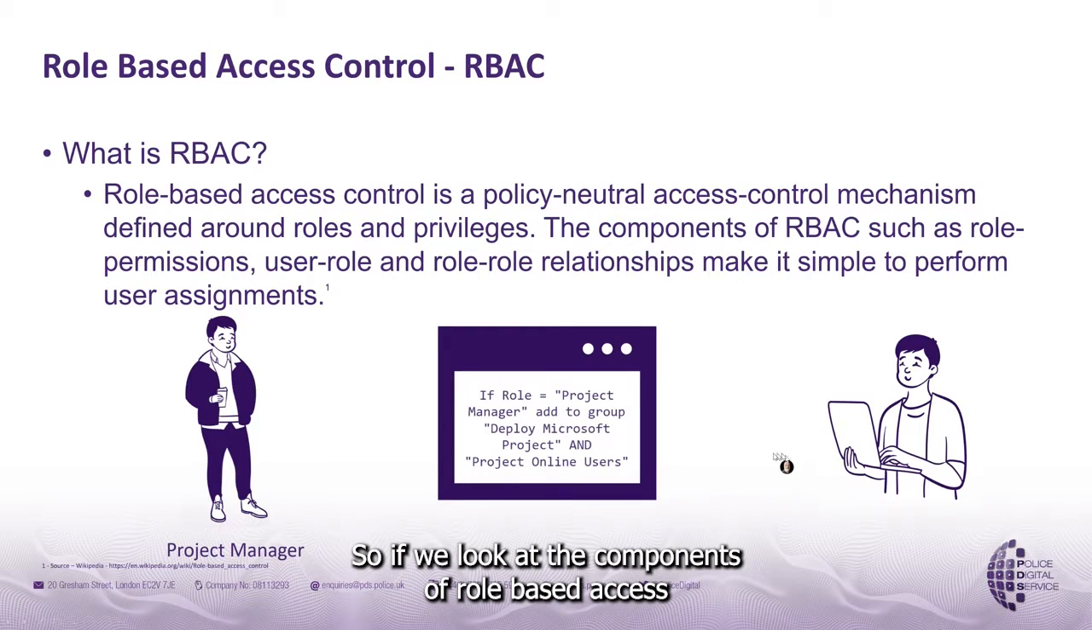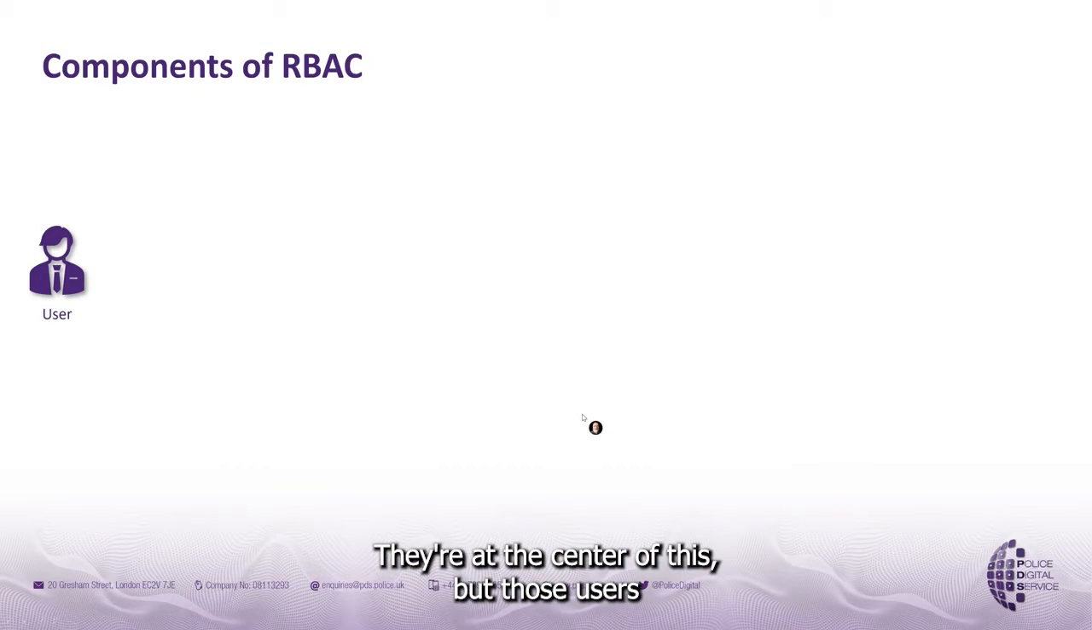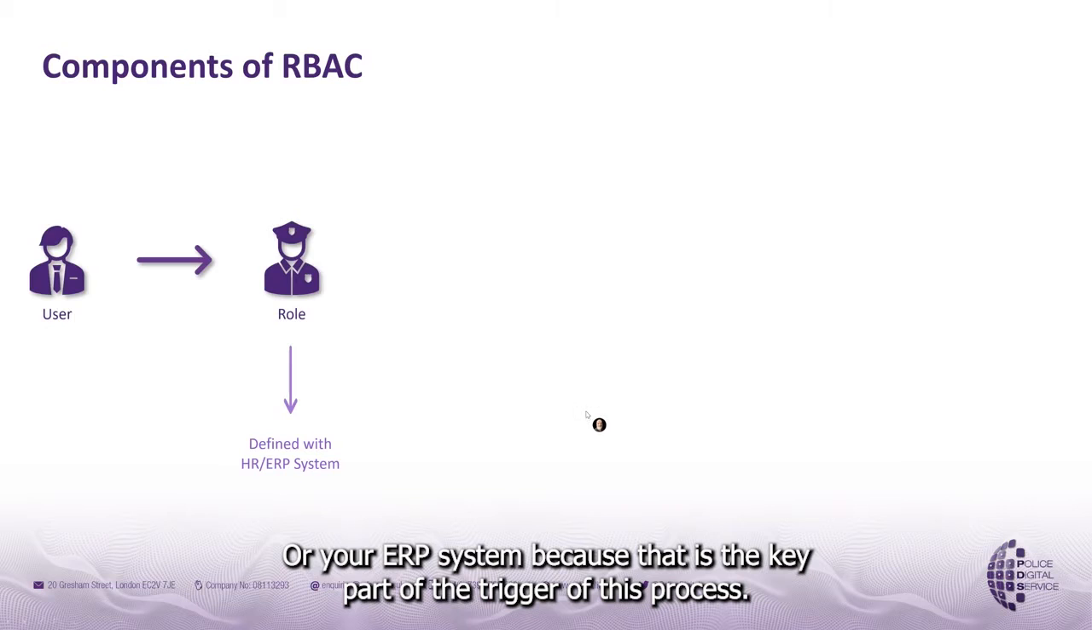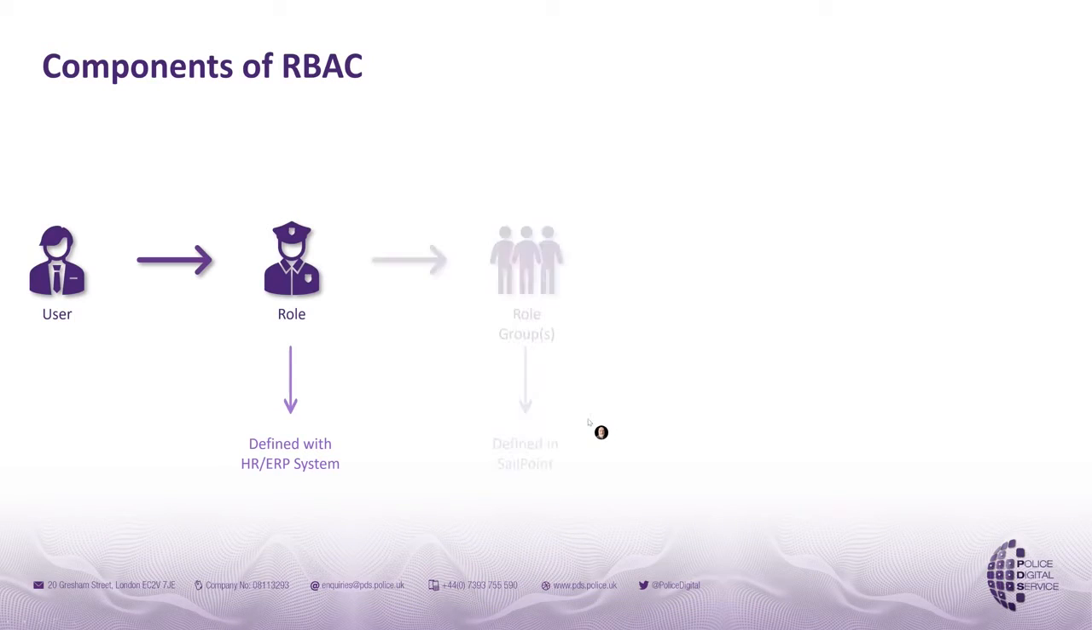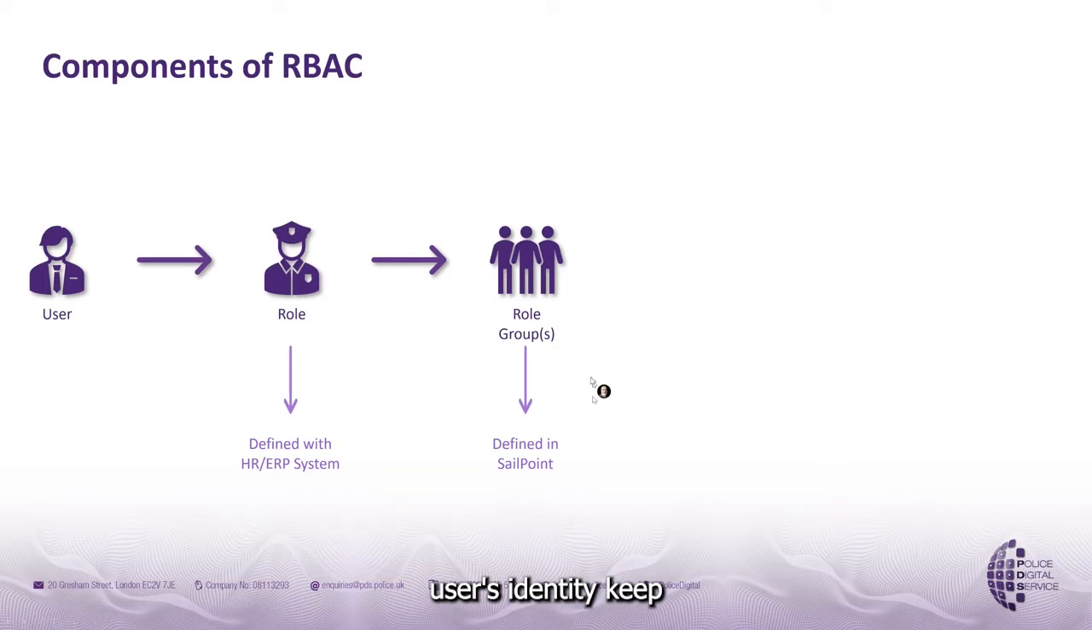So if we look at the components of role-based access control, first step is the user. They're at the center of this, but those users have a role defined, and that role is defined within your HR or your ERP system, because that is the key part of the trigger of this process. That role is ingested into SailPoint and part of that user's identity cube.